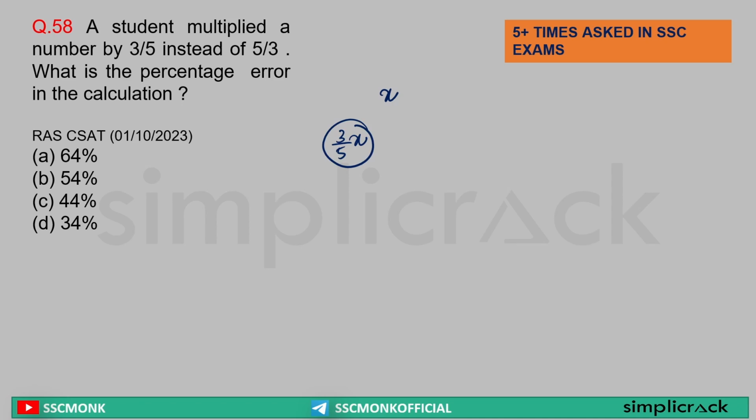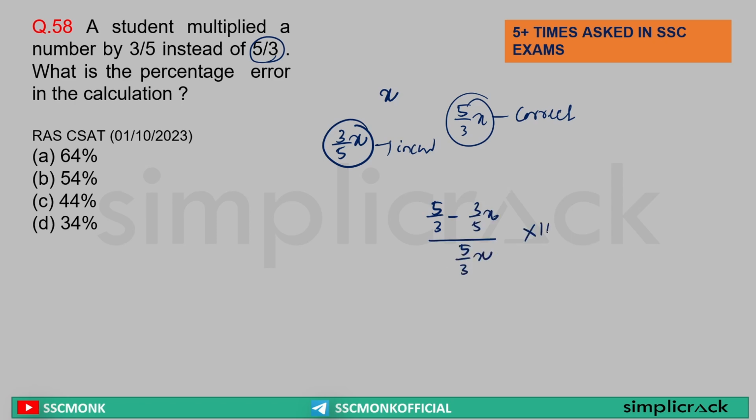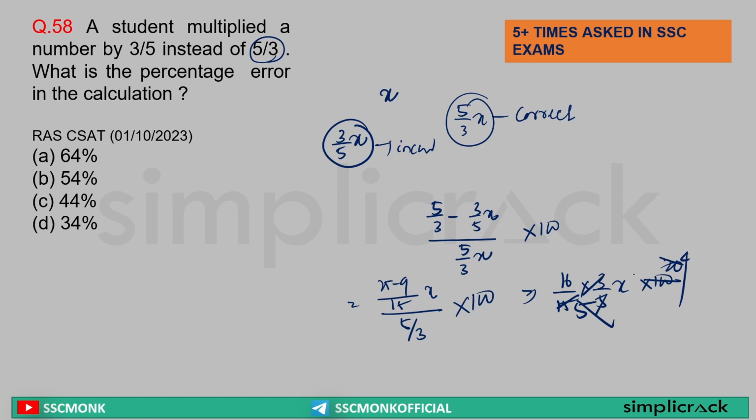So the resulting is 3x by 5. But he has to multiply it by 5 by 3. This was correct. This was incorrect. So what is the percentage error? Sir, correct minus incorrect divided by correct into 100. Sir, this can be written as 25x minus 9x by 15 divided by 5x by 3 into 100. Sir, this can be written as 16 by 15 into 3 by 5x into 100%. Sir, 5 4s are 20, 16 into 4 is equal to 64%.